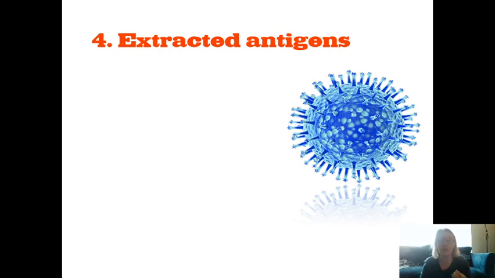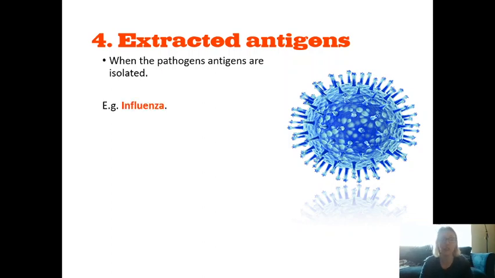And the other thing we can do is we can just get extracted antigens. They can just isolate those antigens. A good example of that are the flu vaccinations. Governments need to try and predict what is going to be the next flu epidemic that we might have in the country, and then they need to make vaccinations.